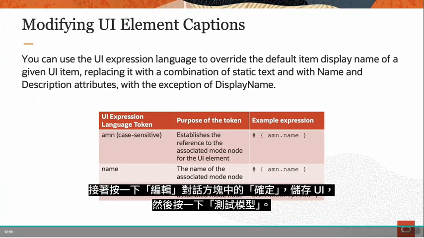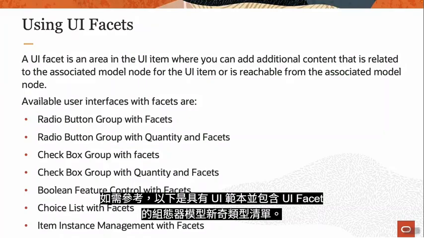For reference, here is a list of configurator model nodal types that have UI templates and include UI facets. They include radio button group with facets, radio button group with quantity and facets, checkbox group with facets, checkbox group with quantity and facets, Boolean feature control with facets, choice list with facets, and item instance management with facets.